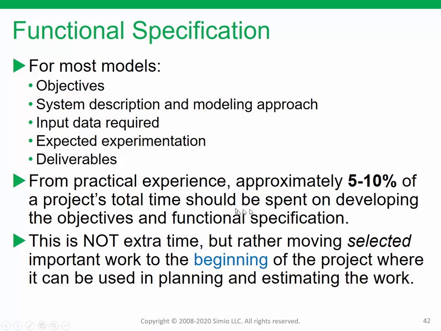From practical experience, we think about 5 to 10% of the project's total time should be spent on developing the objectives and functional specification. While this might seem like a large amount of time, it's critically important to be able to guide the development of the simulation. You have to have the functional specification, including objectives, correct in order to be able to continue with the model development.